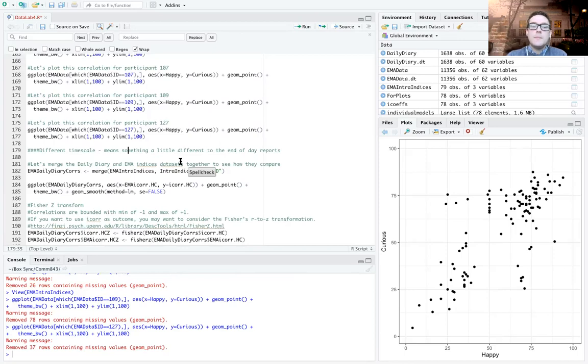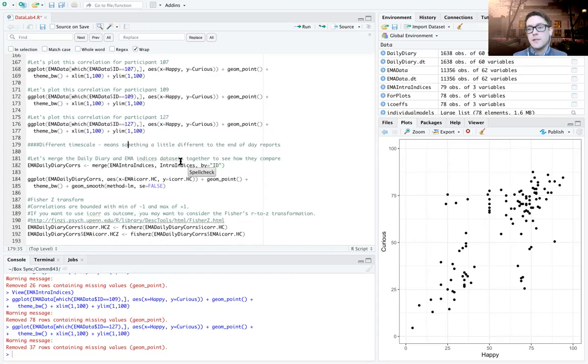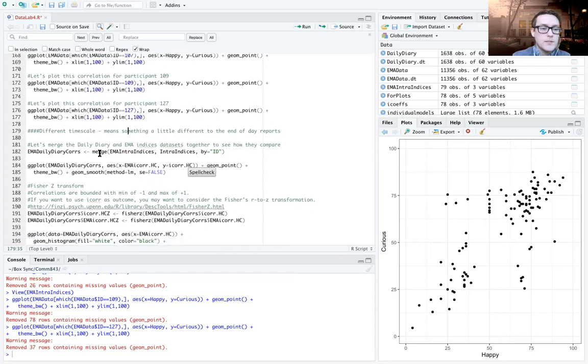So the EMA data is telling you the correlation between measures where you're saying, right now I feel happy, right now I feel curious, and you're collecting that multiple times throughout the day. The daily diary data is saying, today as a whole, I was curious, today as a whole, I was happy. And so the time scale there is a little different, and the fact that they're retrospecting rather than talking about how they feel right now. So we might expect some differences conceptually, even if not methodologically.